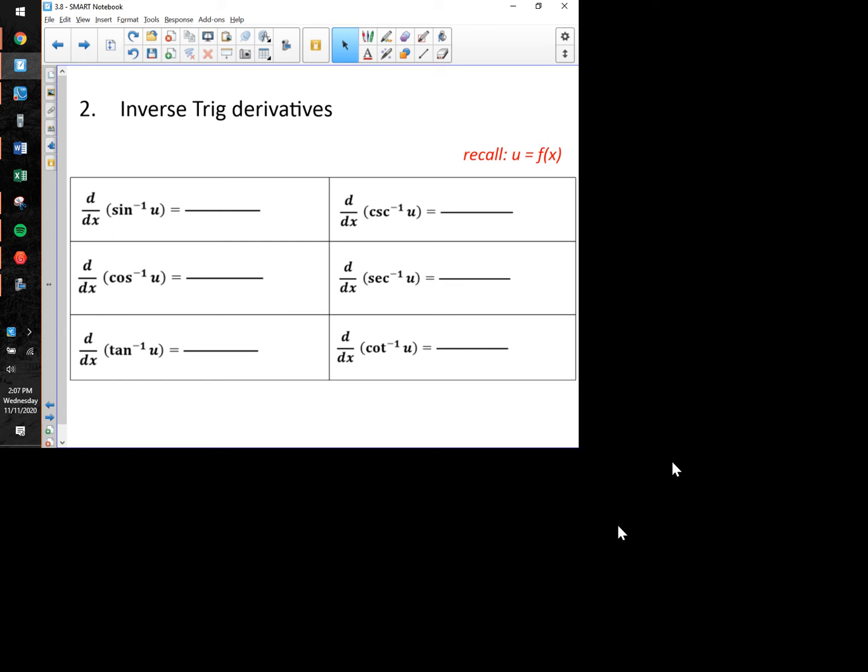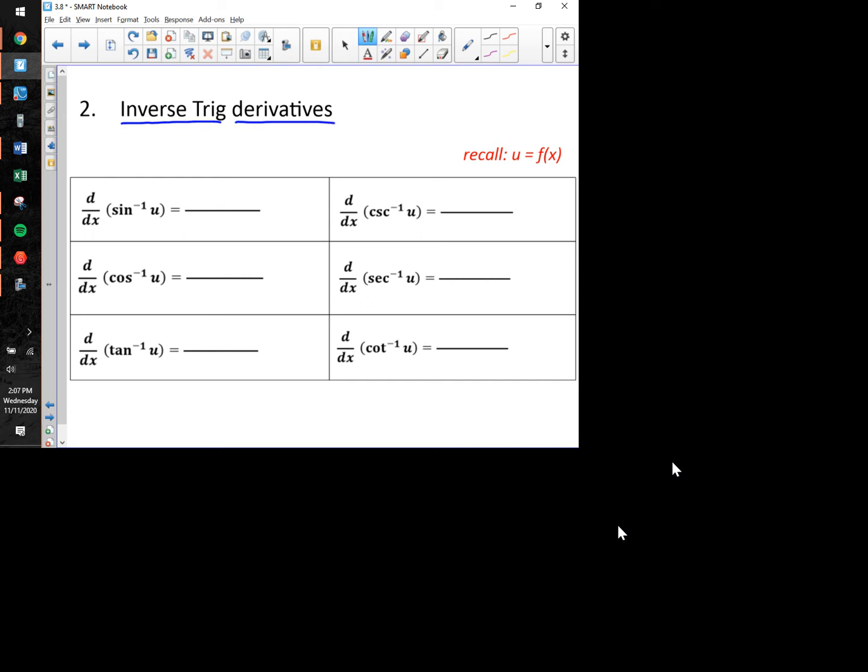But the second thing we're going to talk about here within 3.8, as I said earlier, is something that almost every other calculus book that I have seen puts in a separate section. But your author decided to include this here, and I'll try to explain why that is. And that is the concept of the derivatives of the inverse trig functions right here.